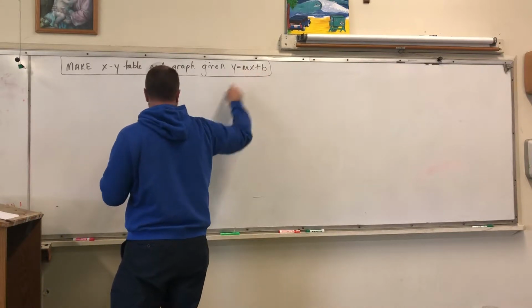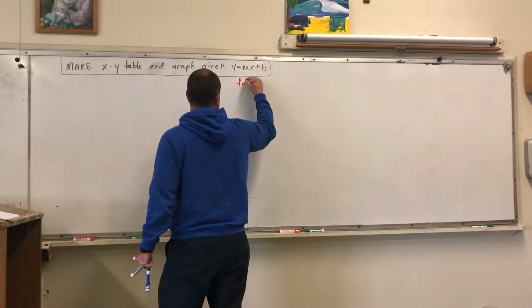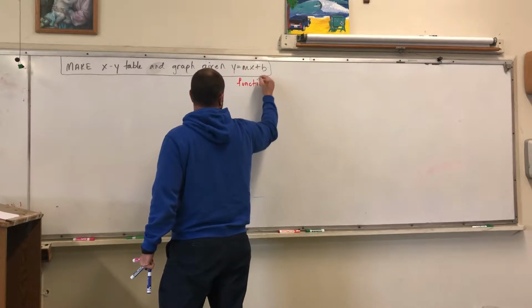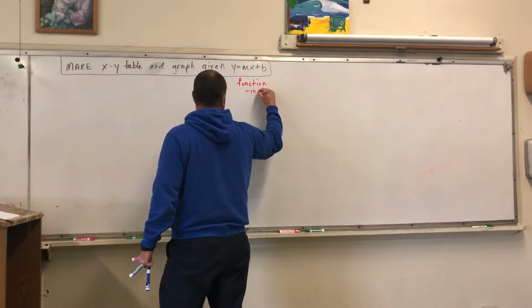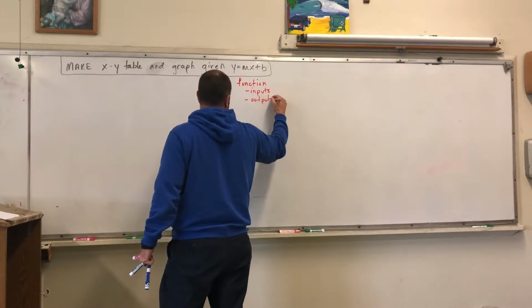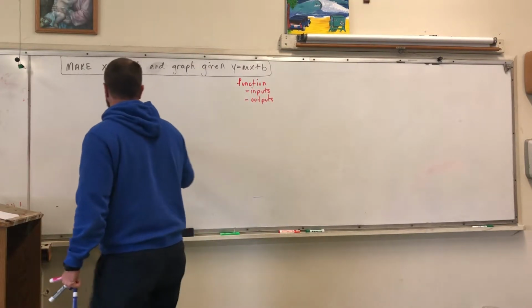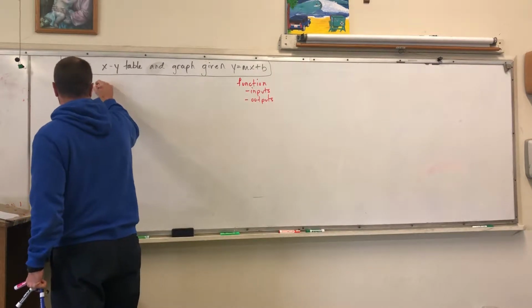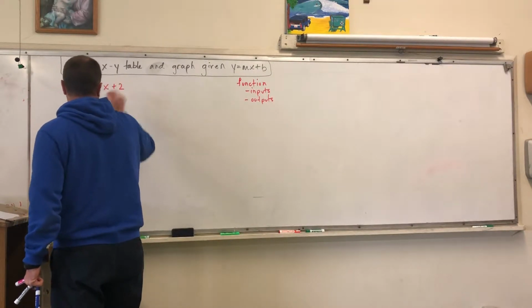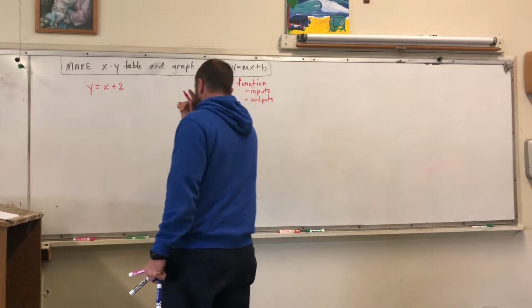Like a slope-intercept or a function, right? Function, we're talking inputs, outputs. So it's the same idea when we're working with making XY tables in a graph. So let's say we're given just simple y equals x plus 2. Y equals x plus 2.